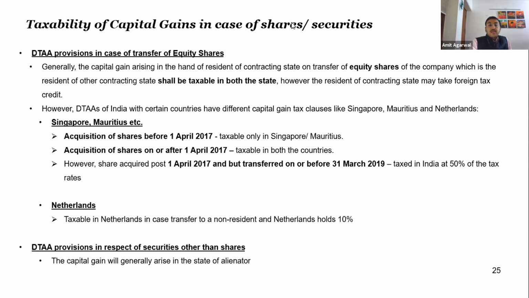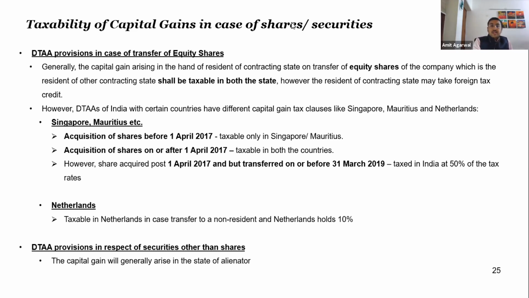We try to summarize some of the most commonly used treaties with India, which are Singapore, Mauritius and Netherlands. In Singapore and Mauritius, and some of you may already know this, the treaty underwent change in April 2017. They also brought in grandfathering provisions, which say that any transfer of shares of an Indian company acquired before April 17 continues to be taxed in the hands of Singapore and not in India. So there's a grandfather provision. Then any acquisitions after April 17 would be taxable in both the countries, so India also gets the taxing right. Any investment by Singapore or Mauritius post 17 will be taxable in India as well.